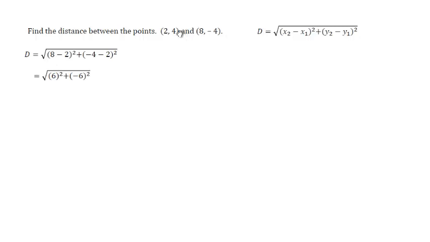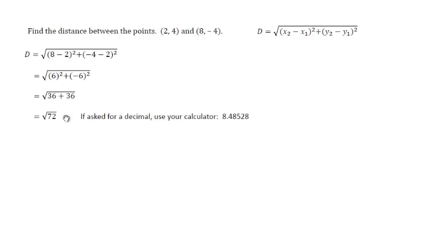So our x's are 8 and 2, so x2 minus x1 becomes 8 minus 2. Our y's are negative 4 and 4, so that becomes negative 4 minus 2. 8 minus 2 is 6. Negative 4 minus 2 is negative 6. Now we're going to square these. 6 squared is positive 36. Negative 6 squared is a negative times a negative. It's also a positive 36. Add those together, you get the square root of 72.